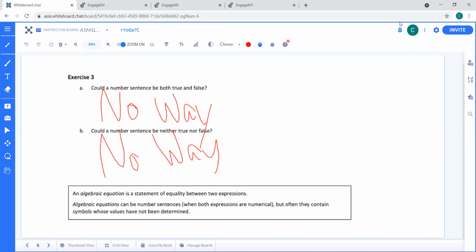Okay, an algebraic equation is a statement of equality between two expressions. Algebraic equations can be number sentences when both expressions are numerical, but often they contain symbols whose values have not been determined.